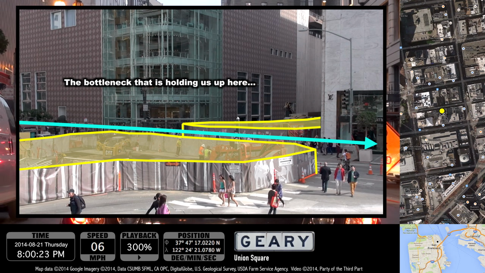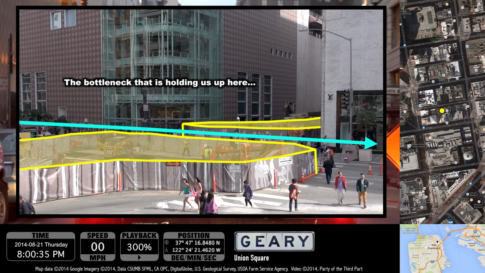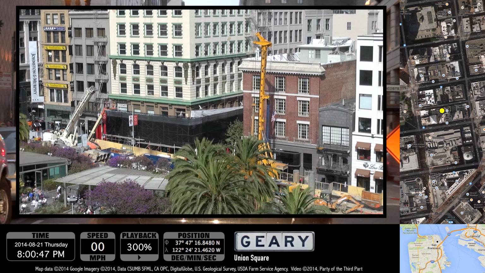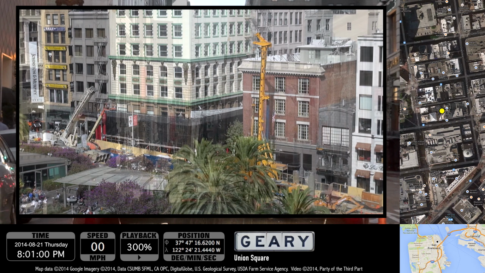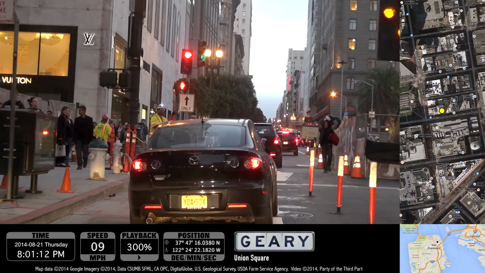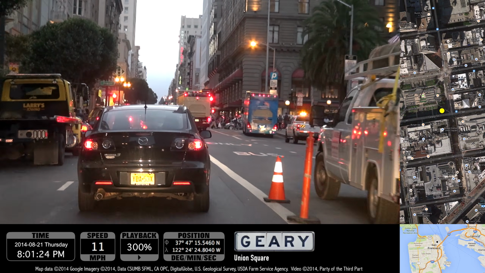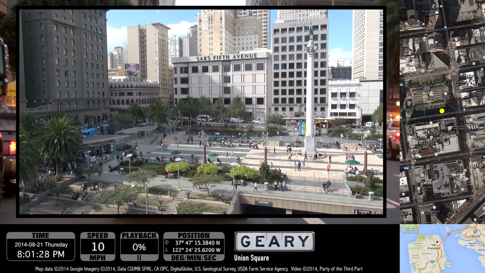This constriction has been here for quite some time. It's part of the construction for the new Central Subway. It's kind of annoying. We're now on Geary Street, a major street, and the construction has been creating this bottleneck here for quite some time. One of the stops for the new subway will be here at Union Square. Off to the left is Macy's, and off to the right is Union Square. Here's a view of Union Square from Macy's.